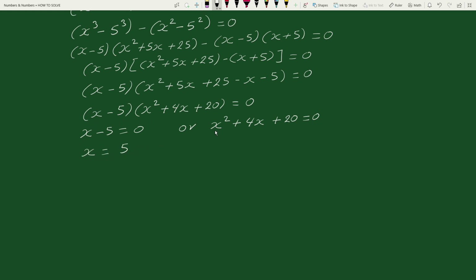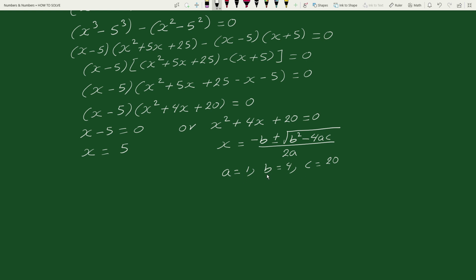Now this is a quadratic equation. To solve this quadratic equation, we will use the quadratic formula, that is x equals minus b plus minus square root of b square minus 4ac by 2a. Here a equals the coefficient of x square, that is 1, b equals the coefficient of x, that is 4, c equals the constant term, that is 20.